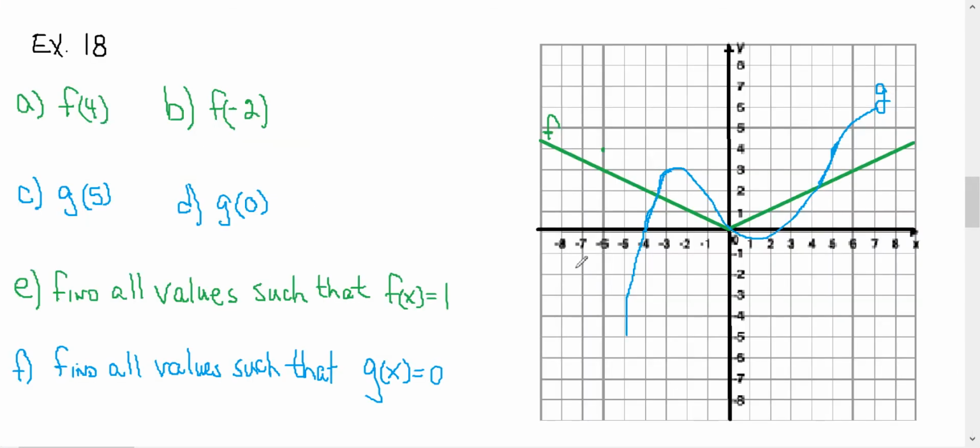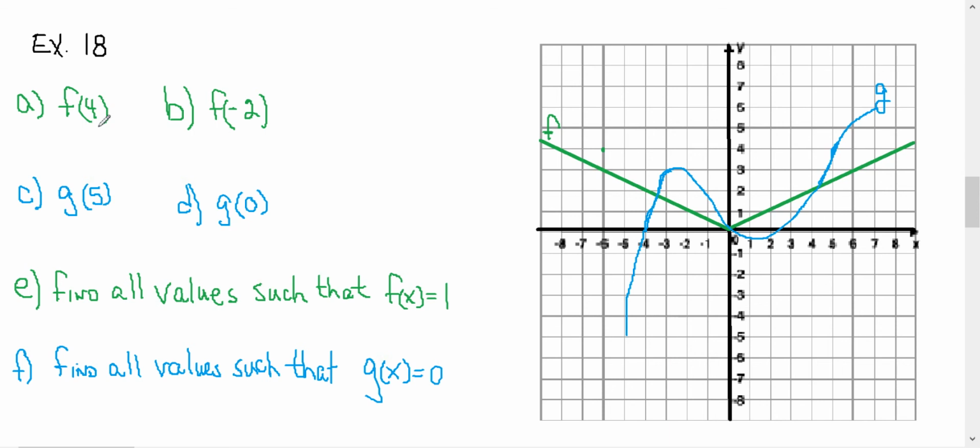Alright, let's go through this. I put 2 graphs on one grid. I've got the graph of f, and I also have the graph of g, noted by the colors green and blue. And then we're going to use our color coordination to help us answer these problems that are in this form. Alright, so in example 18, it says, what is f of 4 according to this graph?